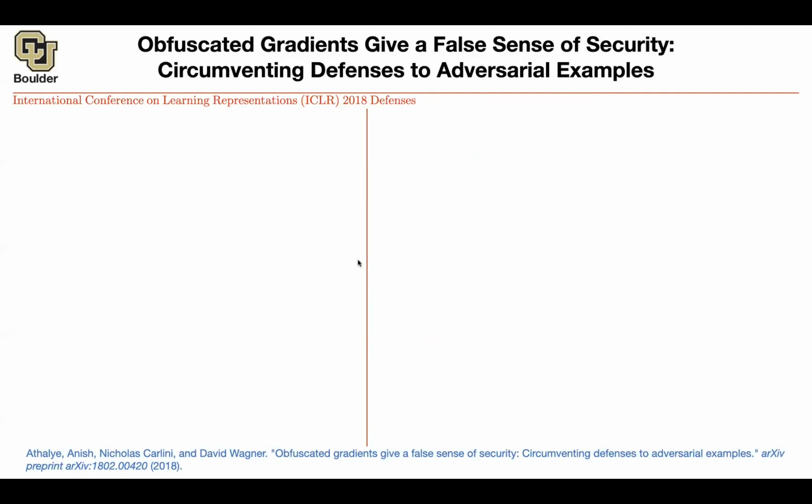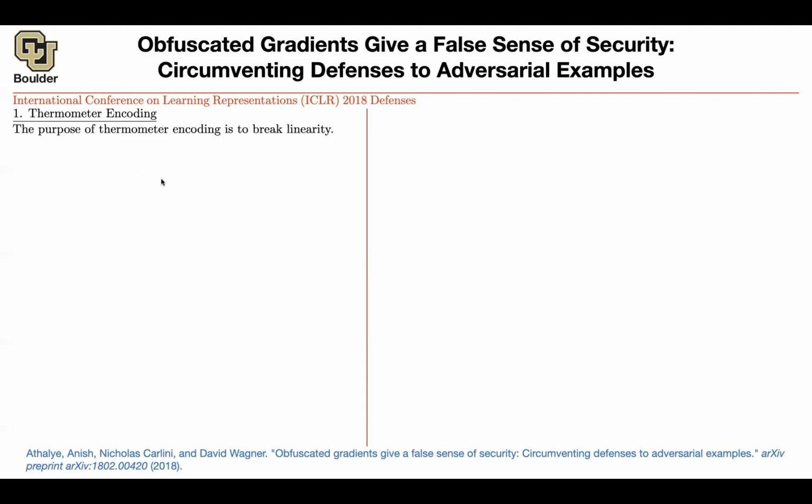So if you don't understand this slide fully, it's okay. And I don't expect you to. This is just an overview of what was happening at that time. This is the first one, thermometer encoding, trying to defend against adversarial examples.